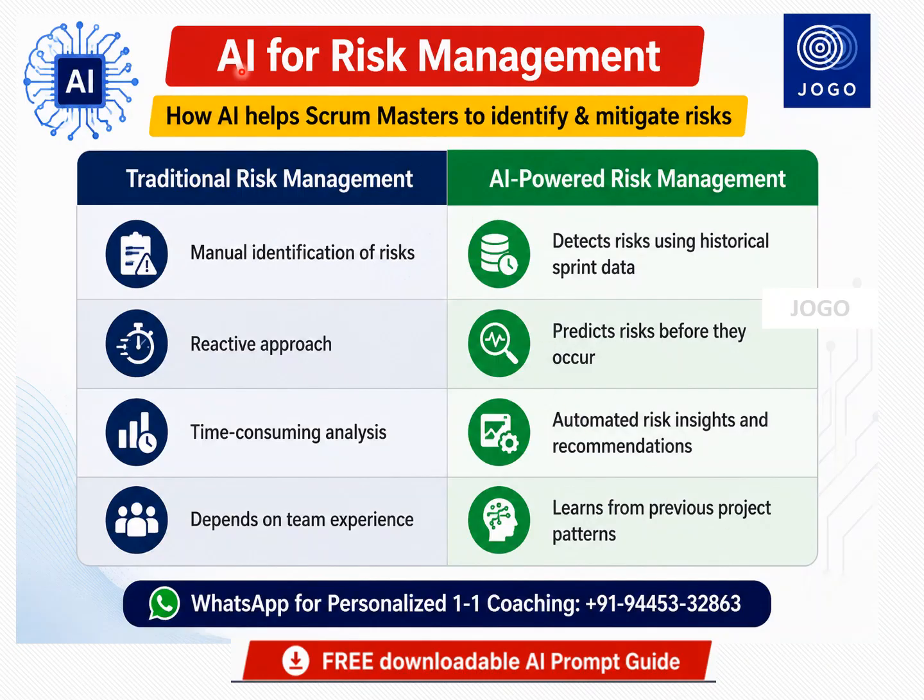First, let's understand AI for risk management. In traditional risk management, we will identify the risk manually. The "we" means Scrum Masters or project managers. Sometimes the technical team will identify the risk manually, and it will be a reactive approach. Most of the time, we will come to know about it only after it has happened.